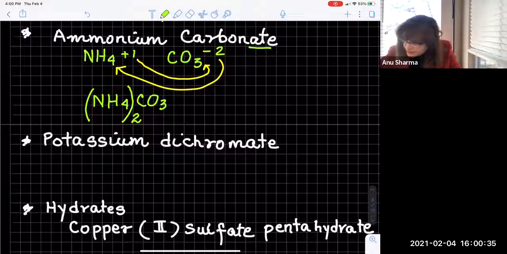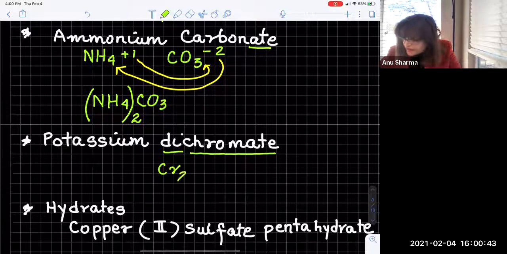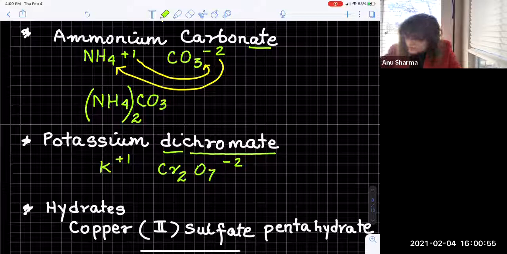Now here's an important part, dichromate. This is already a polyatomic ion. This is the name of the polyatomic ion. It is Cr2O7 with -2 charge. Okay, so this is already there. Dichromate, that's the formula. And then potassium, group 1A, +1 charge. Okay, so same thing.